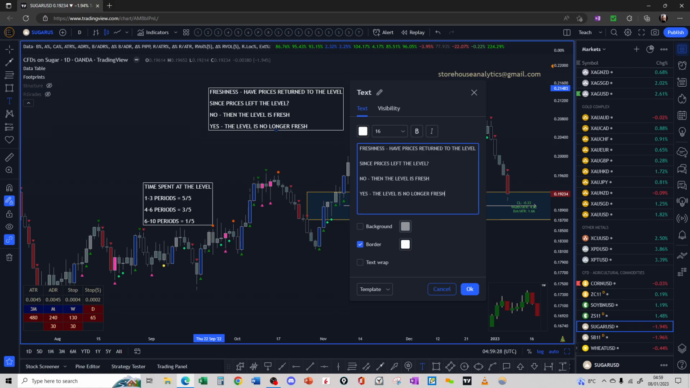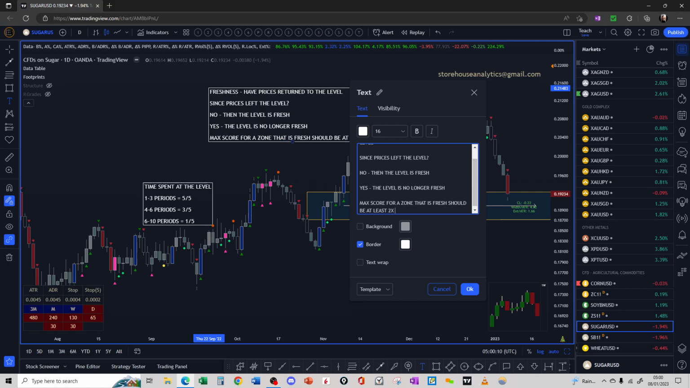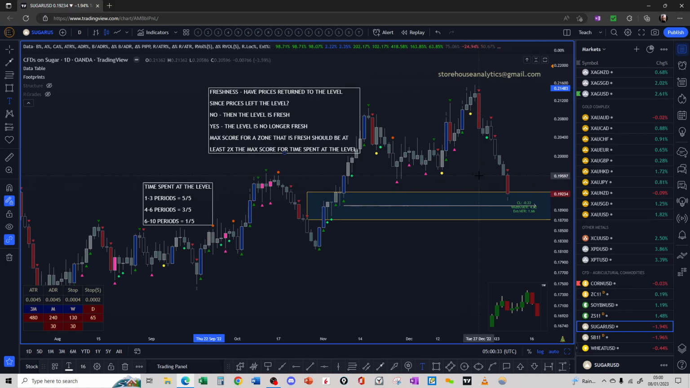Now, remember I said earlier that strength of the move away and freshness should have superiority over, for example, time spent at the level within your scoring hierarchy. So where you see here we were using a max score of 5 for time spent at the level, you would want to use 2 or 3 times that max score for freshness and strength of the move away. So the max score for a zone that is fresh should be at least 2 times the max score for time spent at the level. That's what you want, so that there is a hierarchy in your scoring system.